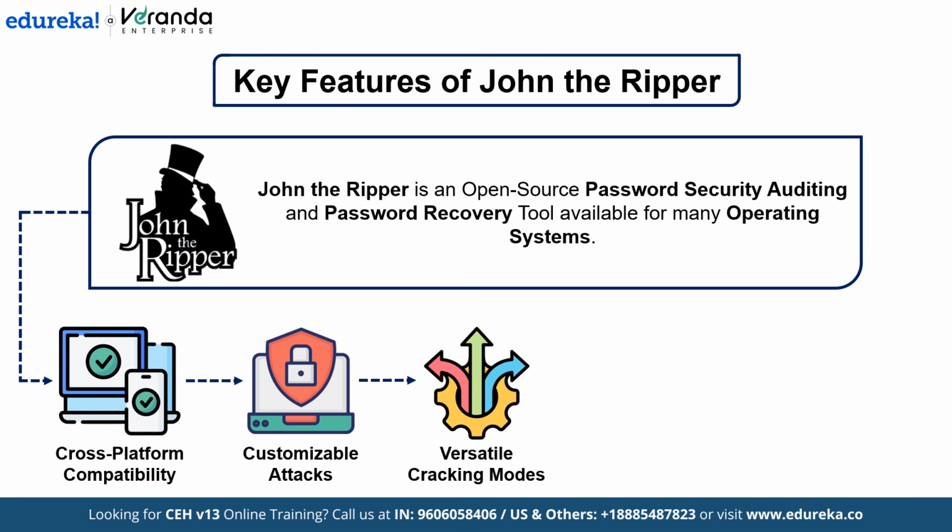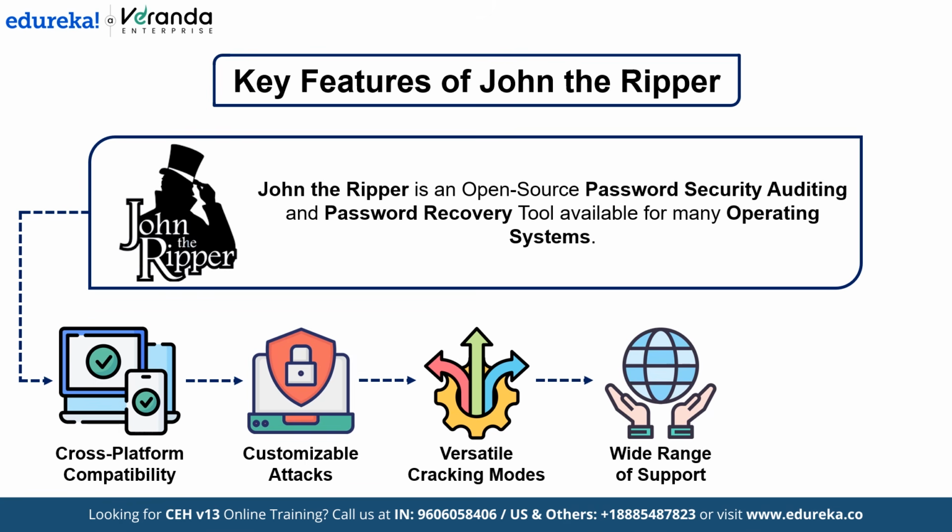Next is the versatile cracking modes. John supports dictionary-based attacks, brute force, and even hybrid attacks, allowing you to choose the most effective approach for different scenarios. Next, the wide range of hash and cipher support. John the Ripper supports a wide range of formats from Unix and Windows hashes to encrypted files and network traffic captures. And next, we have efficiency. John is optimized to crack passwords quickly, taking advantage of different CPU architectures to maximize performance.